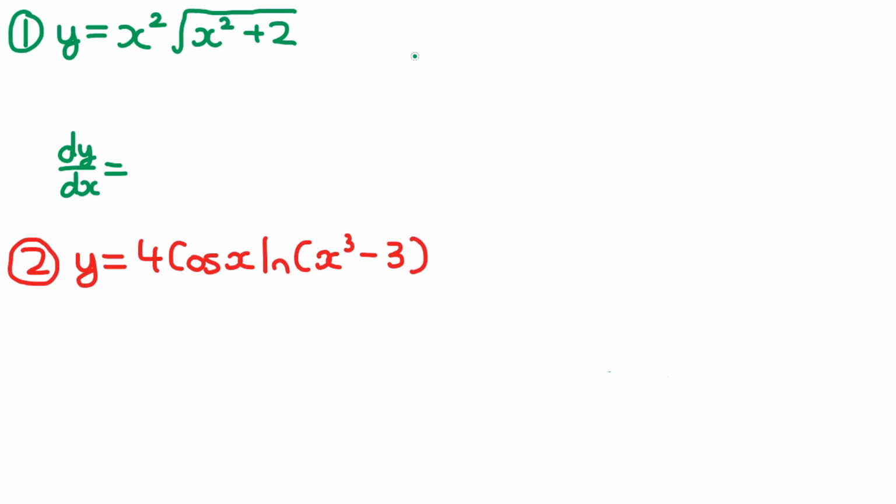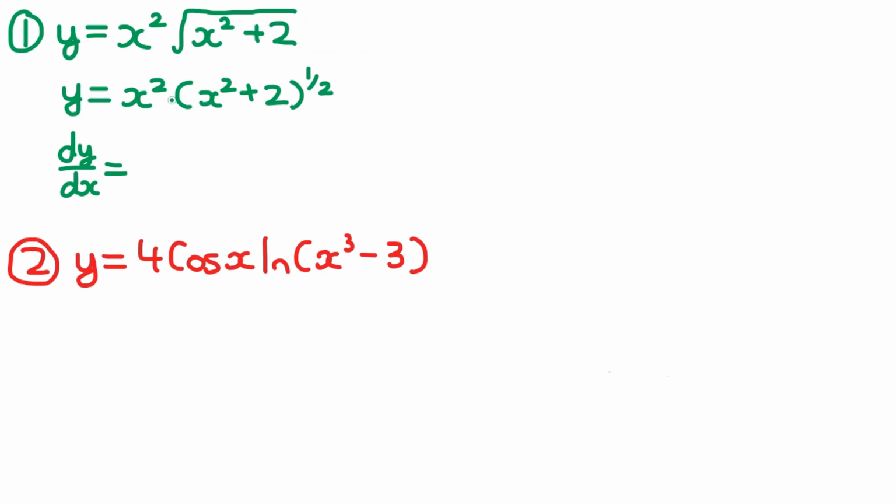Now, it's very common for them to combine the product rule and the chain rule into one question. So here's some examples of these. For this first one, we have y is equal to x squared times the square root of x squared plus 2. When we're differentiating a square root like this, it's always easier to write it in the indices format, to the power of a half.